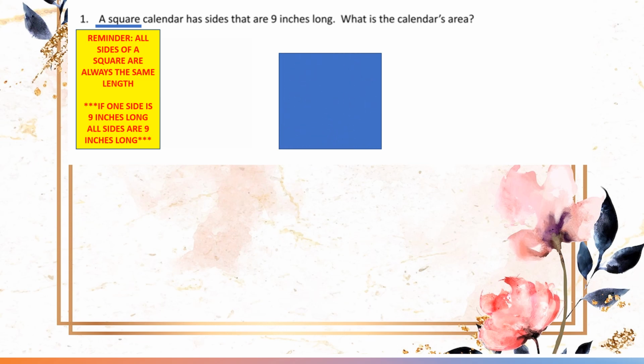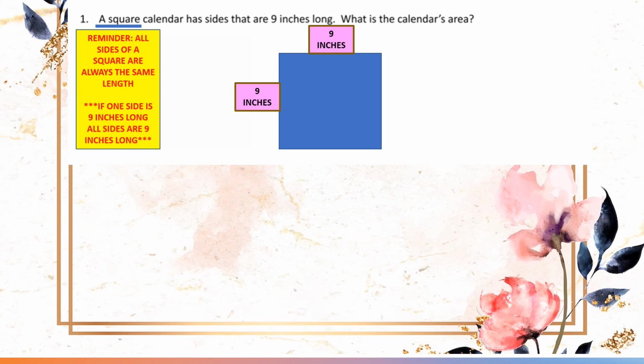All right. Now, once you've drawn your square, go ahead and label your sides. Now, remember, I said that in a square, all of the sides are the same length. So that means that if the length is 9 inches, then the width would be 9 inches. So let's go ahead and label a 9-inch length and a 9-inch width. Make sure you have your length and your width labeled on your square.